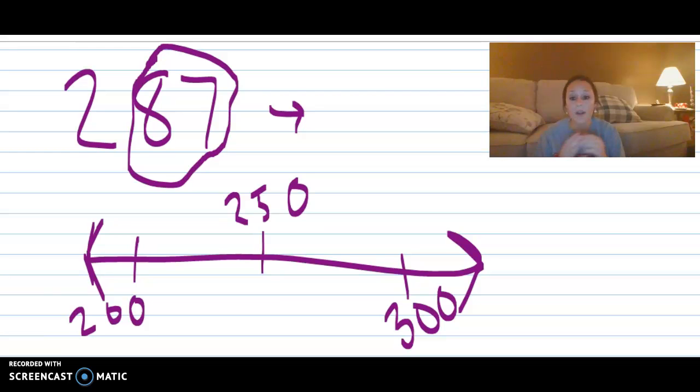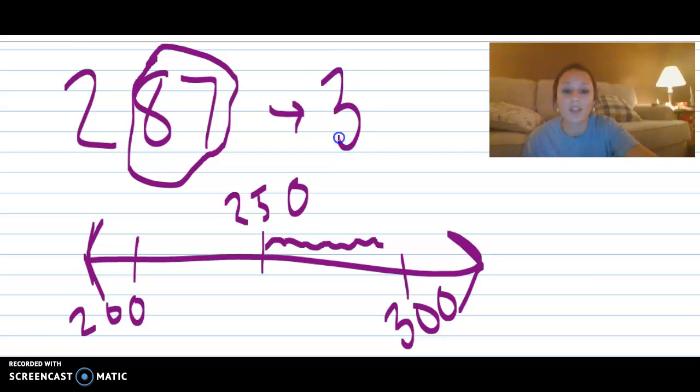Good job. All right, now we have to decide, is 287 going to be less than 250 or is it going to be more than 250? And that's why I circled 87 because that's going to help me. On a number line, I know 87 is more than 50, which means 287 is going to be on this side of my number line. And that tells me I'm going to round up. 287 should round up to 300.